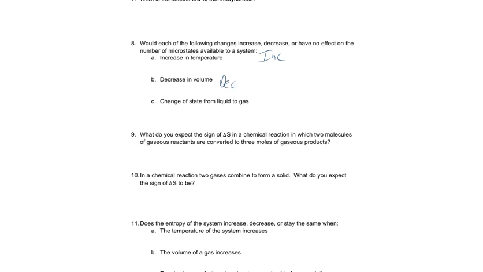Change from a liquid to a gas. Solids have the least microstates, the least entropy. Gases have the most, so going from a liquid to a gas would increase that. Would you expect the sign of delta S in a chemical reaction in which 2 moles of gaseous reactants are converted to 3 moles? More moles of gas is more entropy. So delta S would be positive. Increased entropy. When 2 gases combine to form a solid, delta S is going to be negative, right? We're losing entropy. They're getting tied together there.